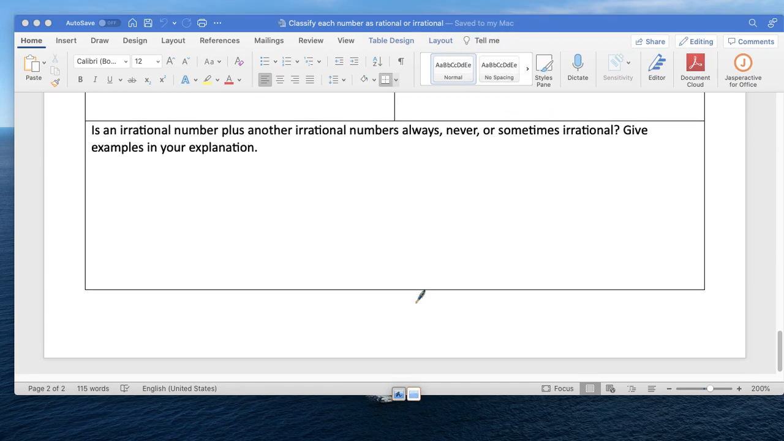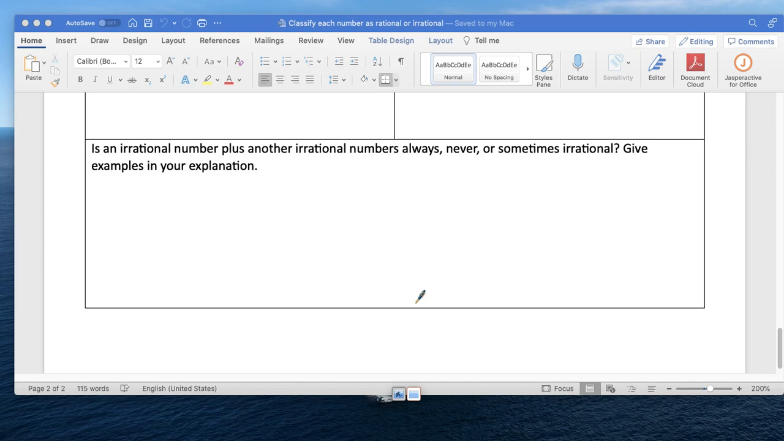I'm not sure I like this question right now, but something to think about. Is an irrational number plus another irrational number always, never, or sometimes irrational? Give examples in your situation.